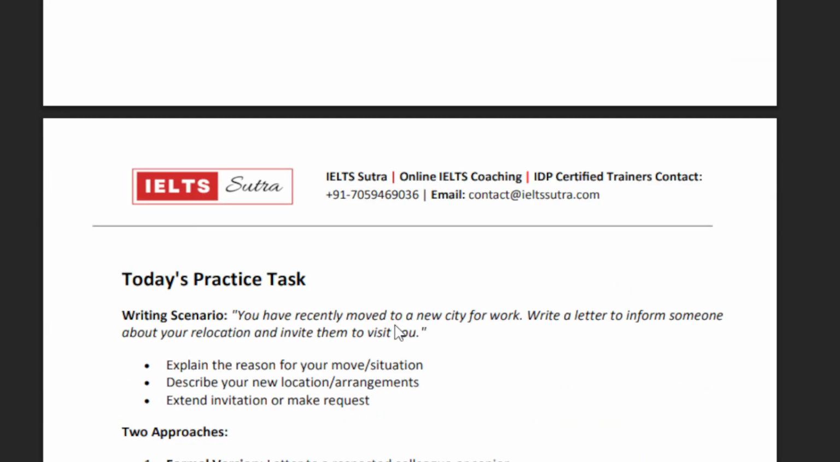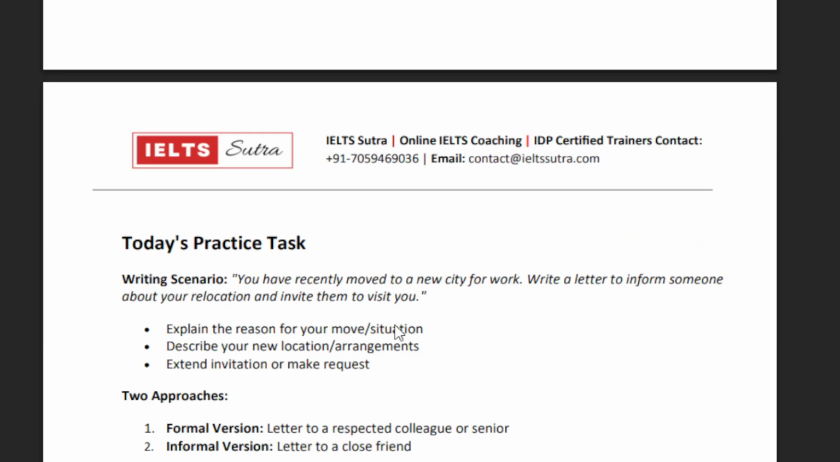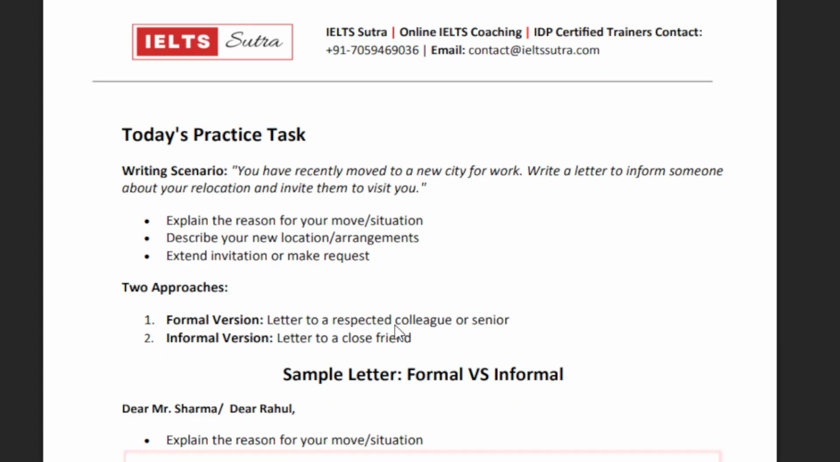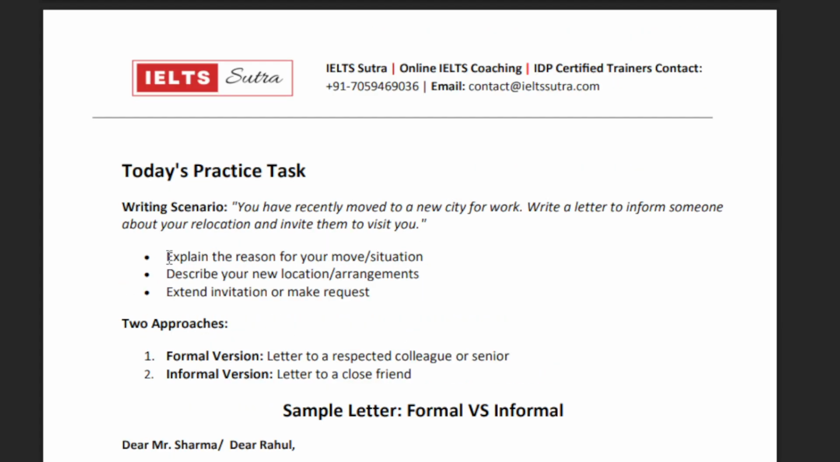Now, let's try to write a letter. Okay, so here I have a question, you can see. In this question the writing scenario is that you have recently moved to a new city for work. Write a letter to inform someone about your relocation and invite them to visit you. You have to cover these points in your letter.